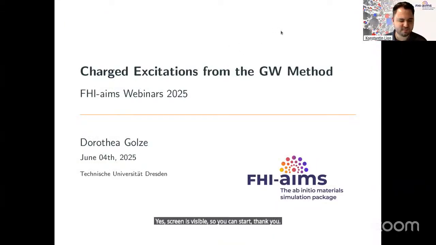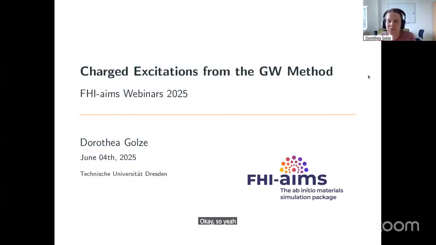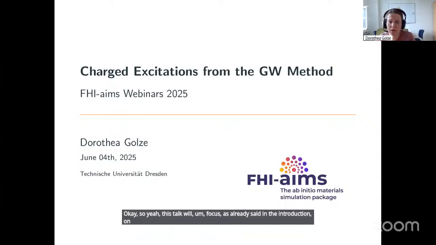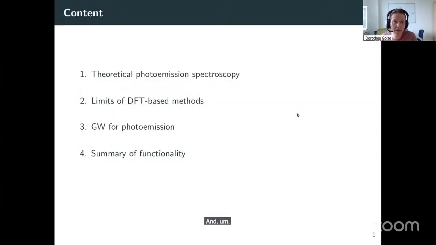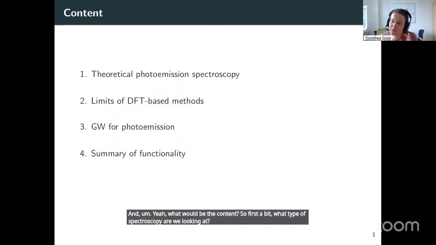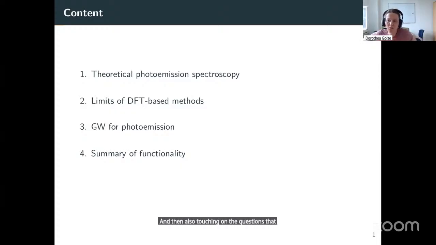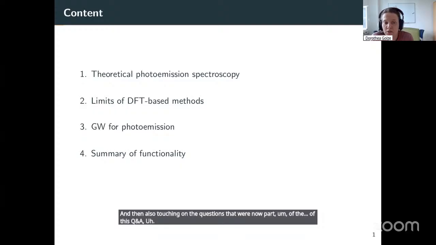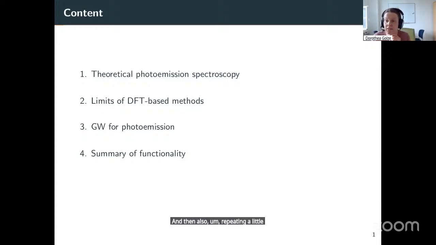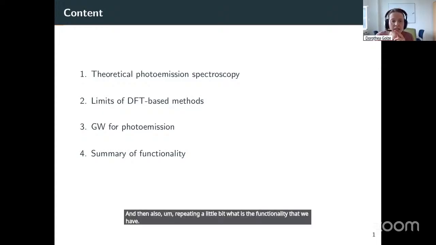Thank you. So this talk will focus, as already said in the introduction, on the GW method. What will be the content? First, what type of spectroscopy are we looking at? And then also touching on the questions that were part of this Q&A: what are actually the limits of DFT-based methods, then going a bit deeper into GW, and then also repeating a little bit what is the functionality that we have here.